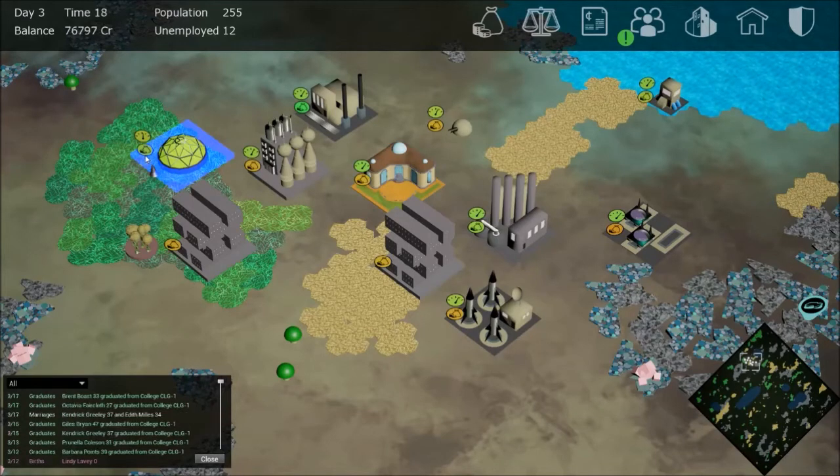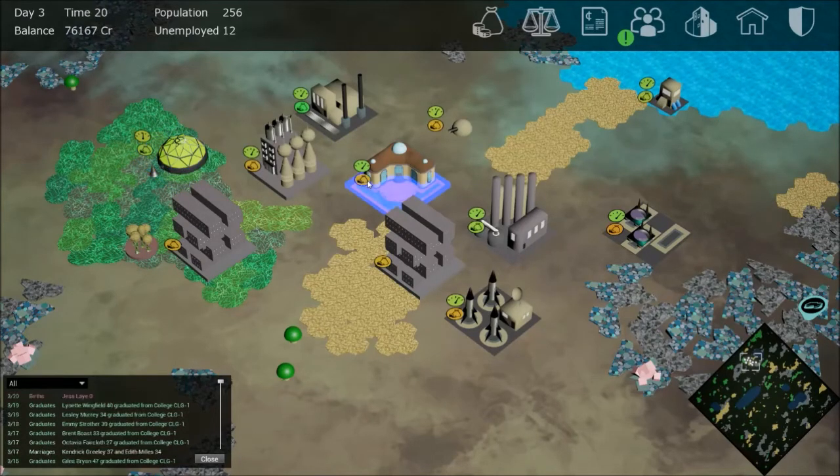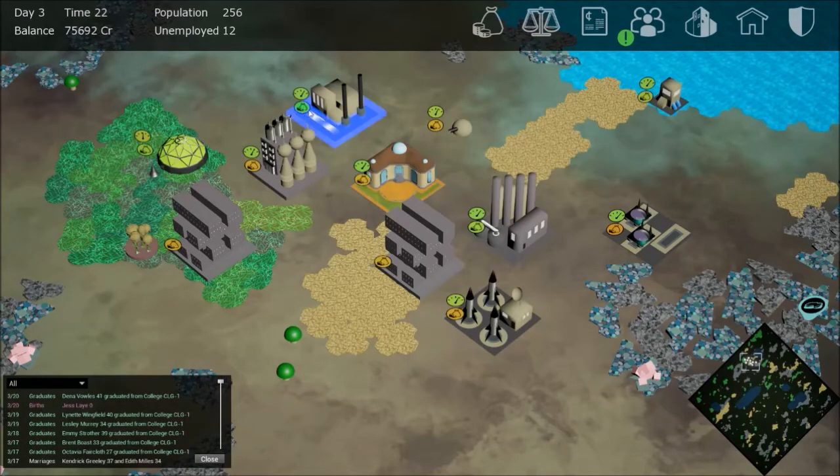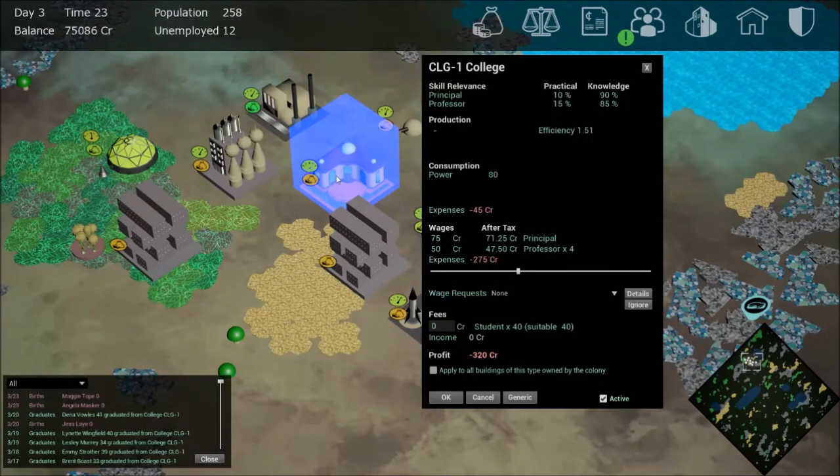The greener the color is, the more profitable the building is. Reddish indicator in turn means that the building is generating losses. We can see that the power plant is profitable, but the college building is not. The building properties panel shows us the details of the building. From here we can raise the wages to get more skilled workforce or set them lower to diminish expenses.